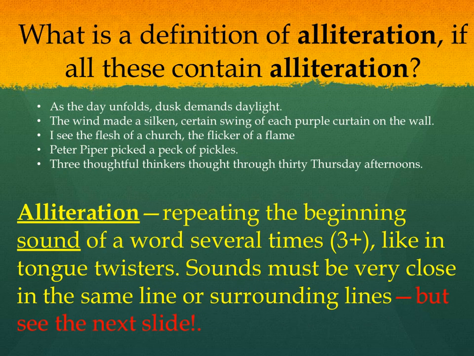This one says, what is the definition of alliteration then if all of these contain it? Well, this is what I was just speaking to you about. So we have alliteration is at the beginning of a word. It's the beginning sound. And remember, it's not the beginning letter. It's the beginning sound of a word. And it's several times, in our cases, 3 or more.